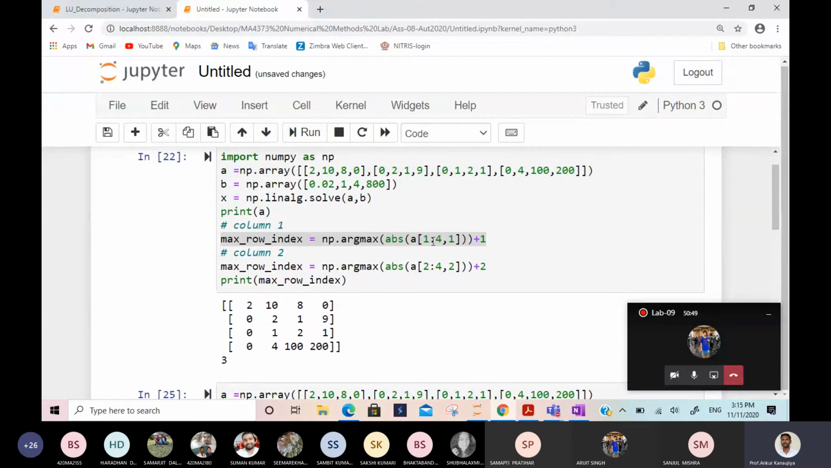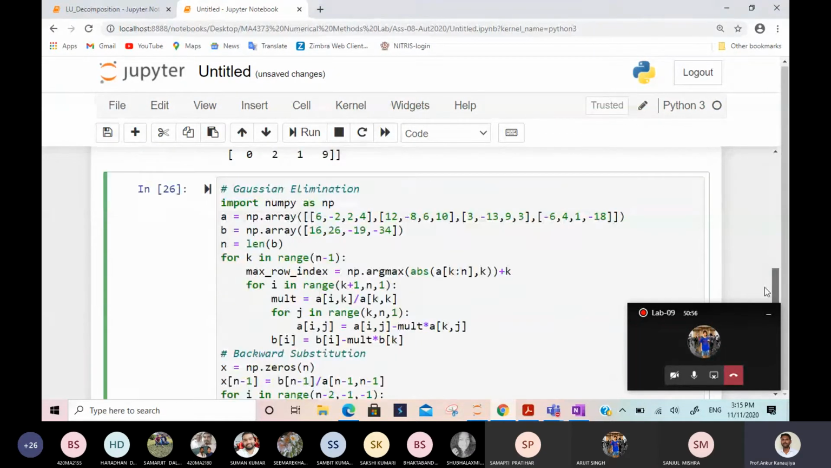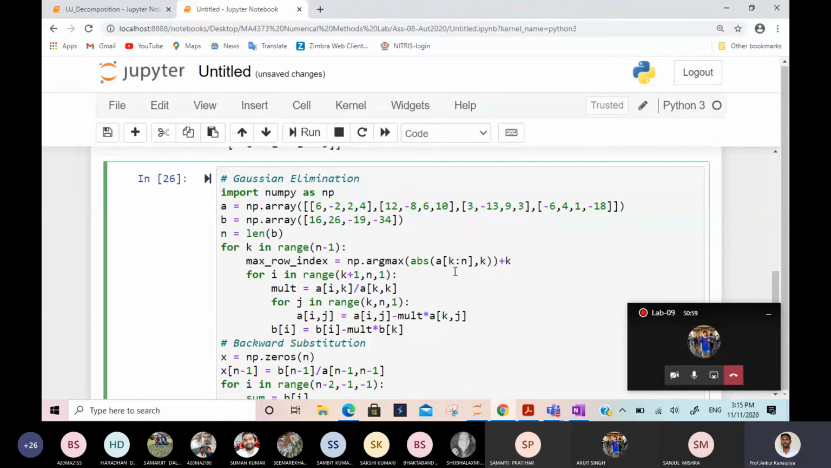This one for column number 1, this is 1 to 4, comma 1 plus 1. 2 to 4, comma 2 plus 2. So it is for the kth column. K is anywhere running. Once K is 0, it will apply on the 0th row. When K becomes 1, it will apply on the first row. K equal to 2, it will apply on the second row, third row, fourth row, and so on.